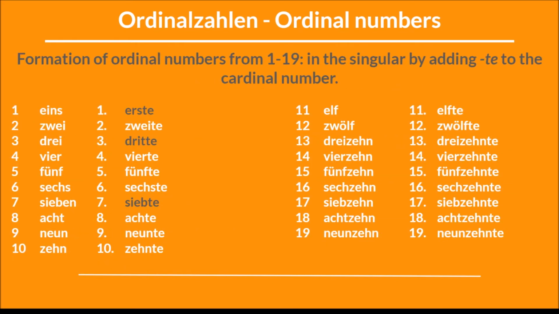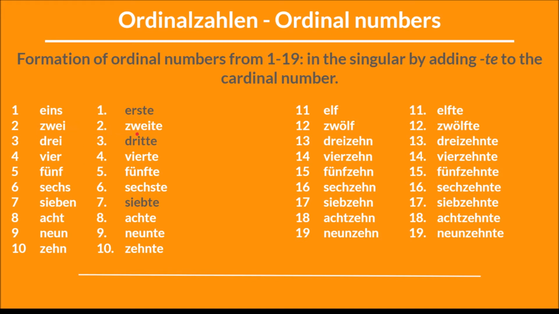When we want to form the ordinal numbers, we have to separate them. The first group are the numbers from 1 to 19. And here, what we basically do is we are adding the ending TE to the cardinal number. As you can see here, TE. There are some exceptions, so some of the numbers are irregular. You just have to remember them. The first one is erste, dritte is the second one, and siebte is the third one. But all the other ones come just with the cardinal number plus the ending TE.